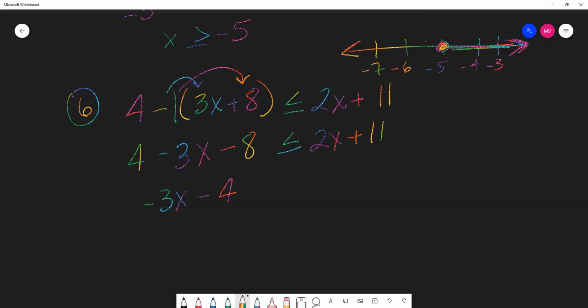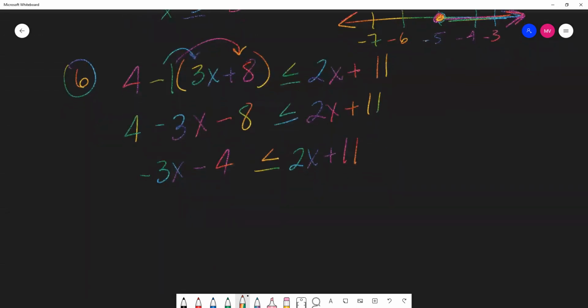Because remember, 4 minus 8 is the same thing as 4 plus -8, which is unlike sign. So you find the difference and then carry whatever sign has the greater value. Okay, equals 2x plus 11. So now we are simplified. All right, so what do you want to do?